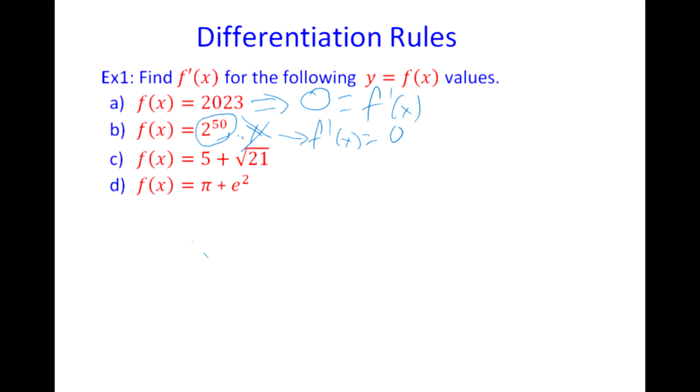And for C, f of x is given as 5 plus square root of 21. Again, this square root of 21 is a constant value. Whatever the result of square root of 21, it doesn't matter. Still, it's a real number.